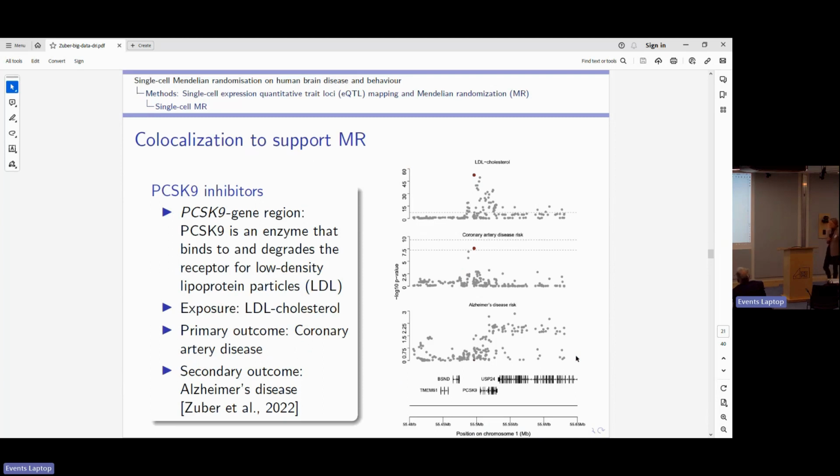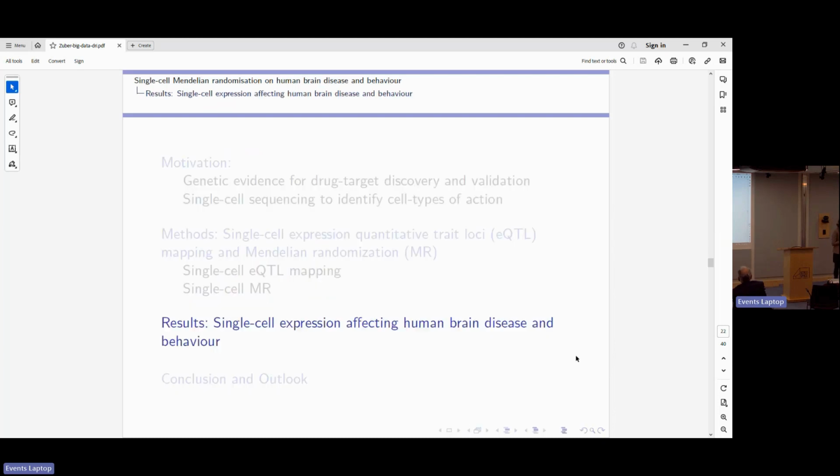So here is an example plot, taken from the PCSK9 gene region. We see local Manhattan plots, the first one for LDL cholesterol and the second one for coronary artery disease. What you see very nicely here is strong co-localization evidence for LDL and coronary artery disease, where it's exactly the same top hit that's shared between the two of them. Well, for Alzheimer's disease, we see a completely different pattern of genetic associations in this gene region, indicating that there's not the same underlying genetic architecture within this particular region of interest.